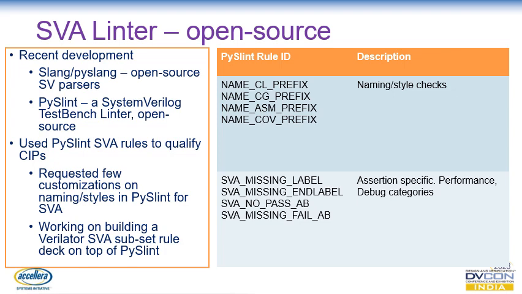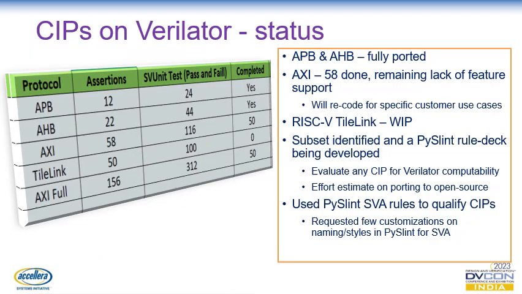So this is work ongoing, but this is something that we intend to do more and more work on as we go along. So results wise, which is kind of where we are concluding, we have done this for various protocols. On the left hand side, you see APB, AHB, AXI, TileLink, which is the RISC-V internal protocol, right? And AXI full. I'll briefly talk about what the difference is.